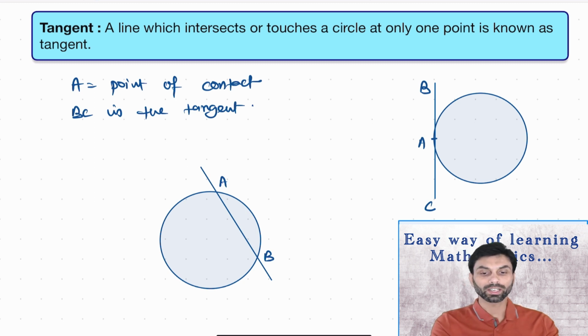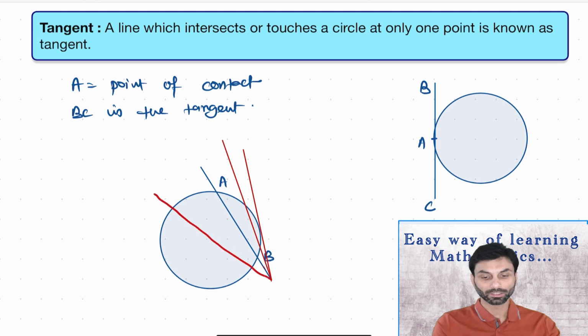Or another way you can think of it is that if you draw a secant from a point, and further we know that from a point infinitely many lines can be drawn, then while drawing such lines, we'll have a line which will be a tangent.